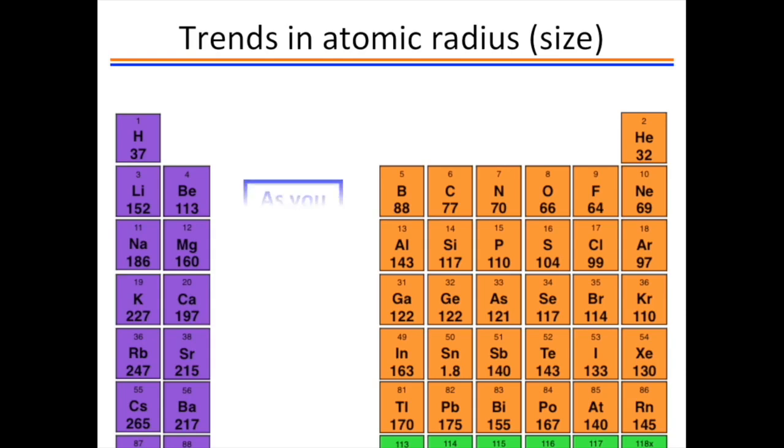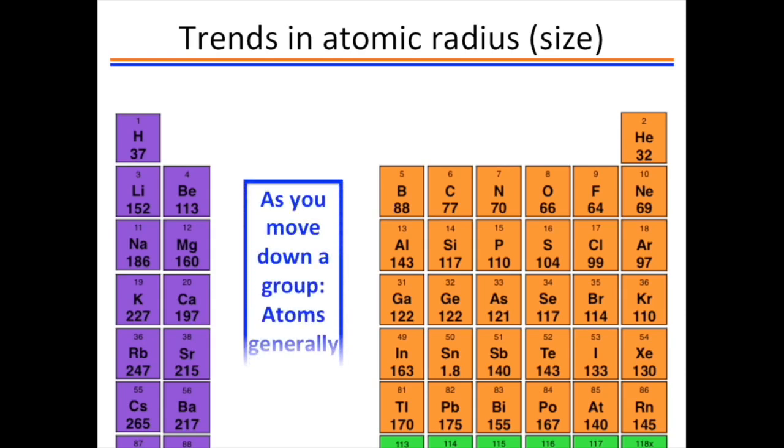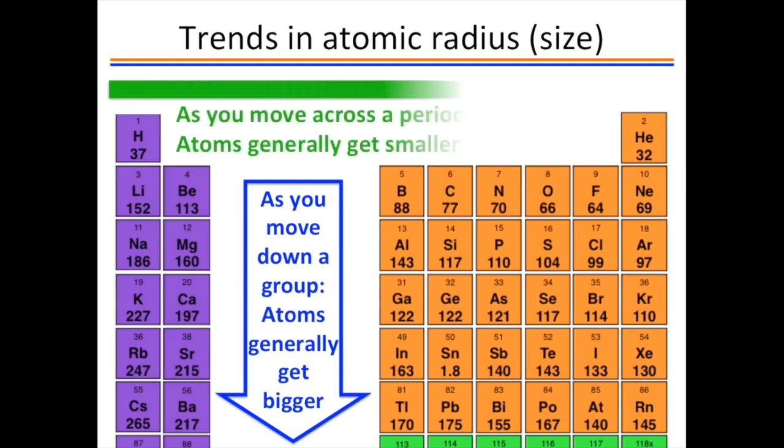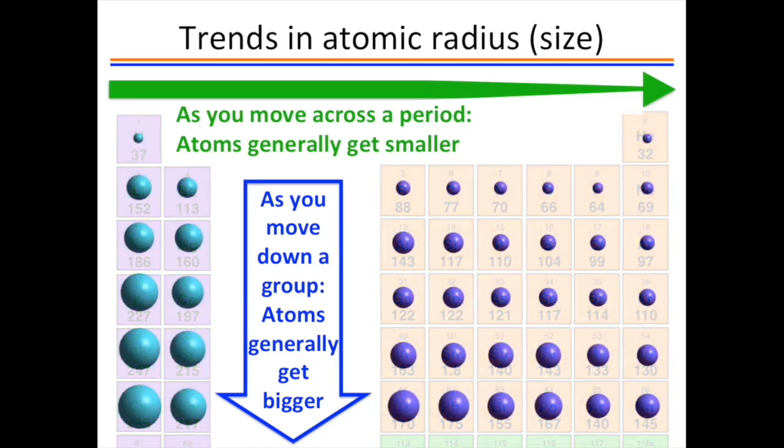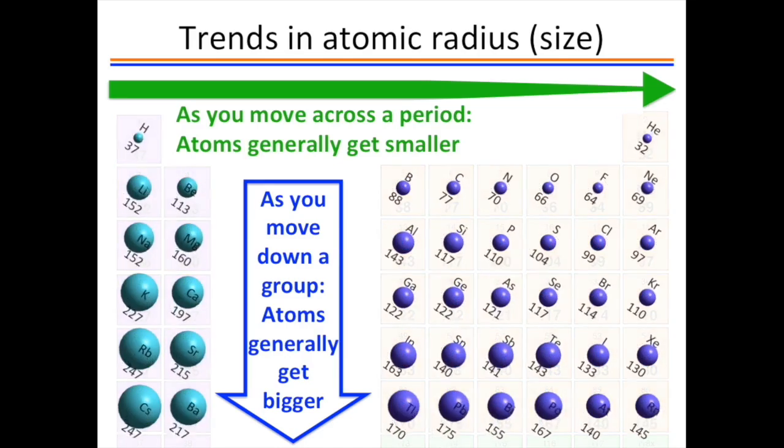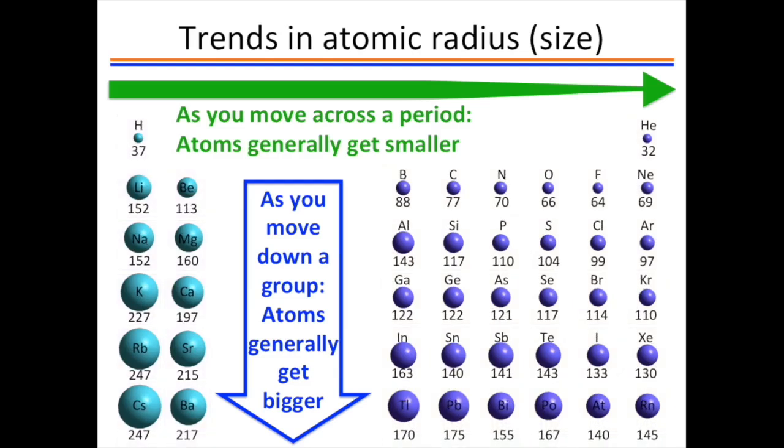As you move down a group, the atoms get bigger, and as you move across the period, the atoms get smaller. Here is a visual image that shows the trends in the radii of the main group elements in the periodic table. The measured radii are given in units of picometers. You might want to stop now and stare at this table. In your notebook, write down the trends you see in your own words.